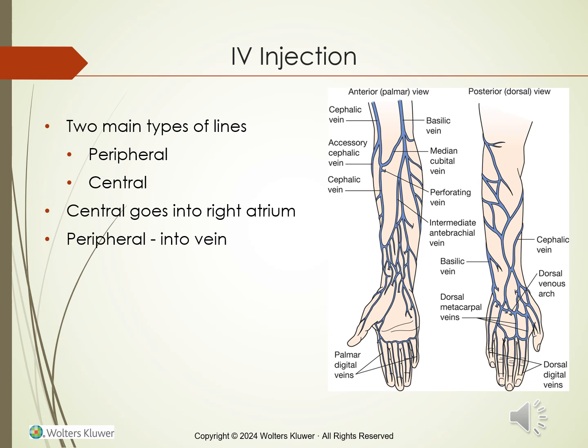The basilic and the cephalic veins are good options if available. As shown on this diagram, the cephalic vein is on the thumb side of the hand, and the basilic vein is on the medial side where the pinky is, but in the forearm area.